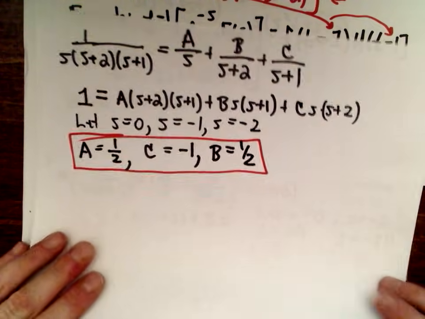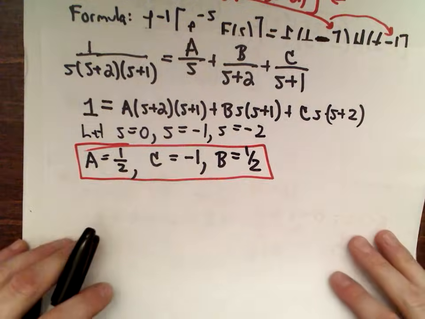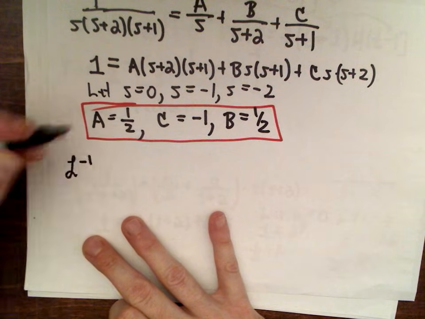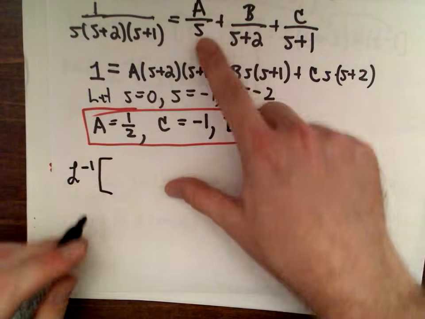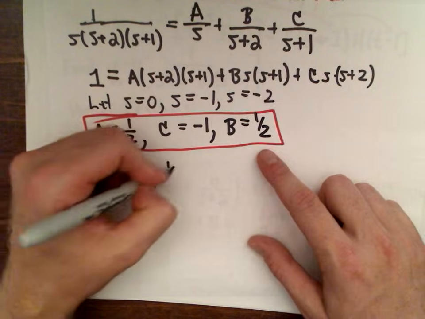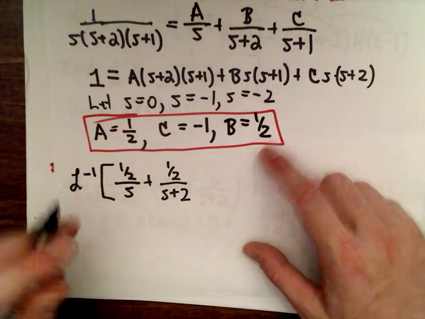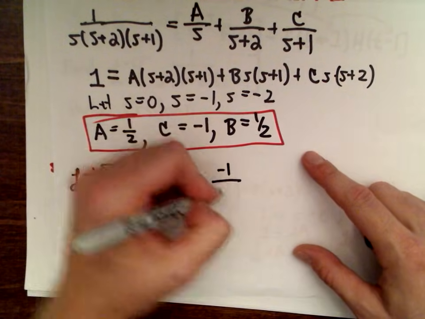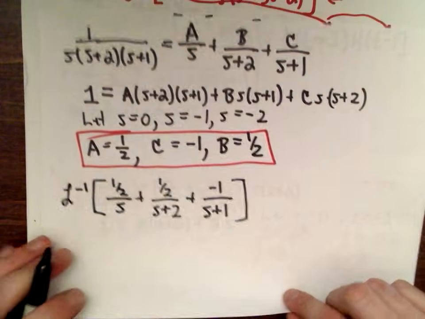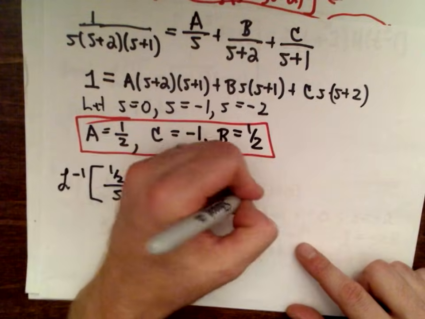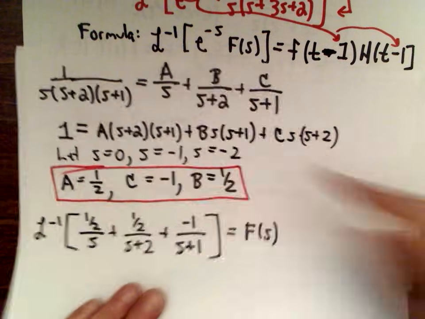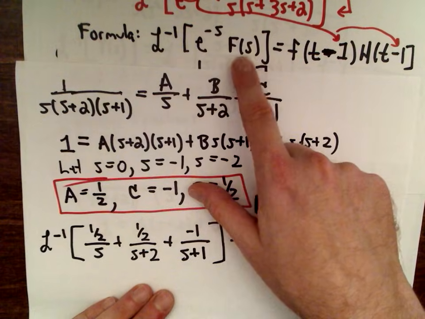So at this point, where are we at here? If we now take the inverse Laplace transform of a over s, so that's going to be 1/2 over s, plus b, that's 1/2 over s plus 2, plus c, so that's plus negative 1 over s plus 1. And this inverse Laplace transform of all this function, that's going to be my capital F of s. Okay, so I need that function.